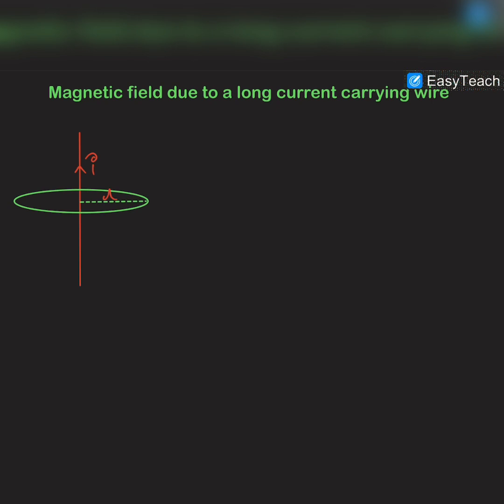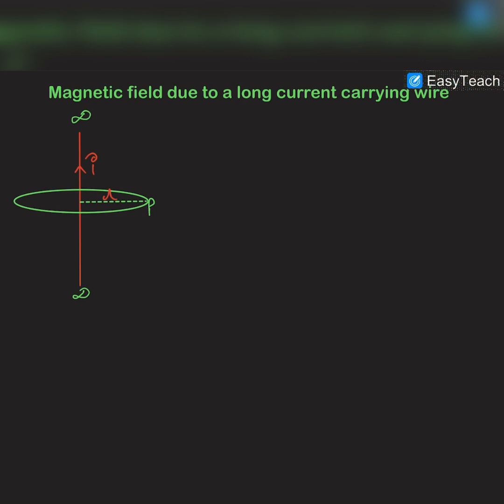Now, to verify the correctness of Ampere circuital law, we will find out the magnetic field generated by an infinitely long wire. You can see that this is an infinitely long wire which is carrying a current I, and to find out the magnetic field at this point P, I have assumed a circle centered at this point, which is lying on the wire, and P is on the circumference of this circle.